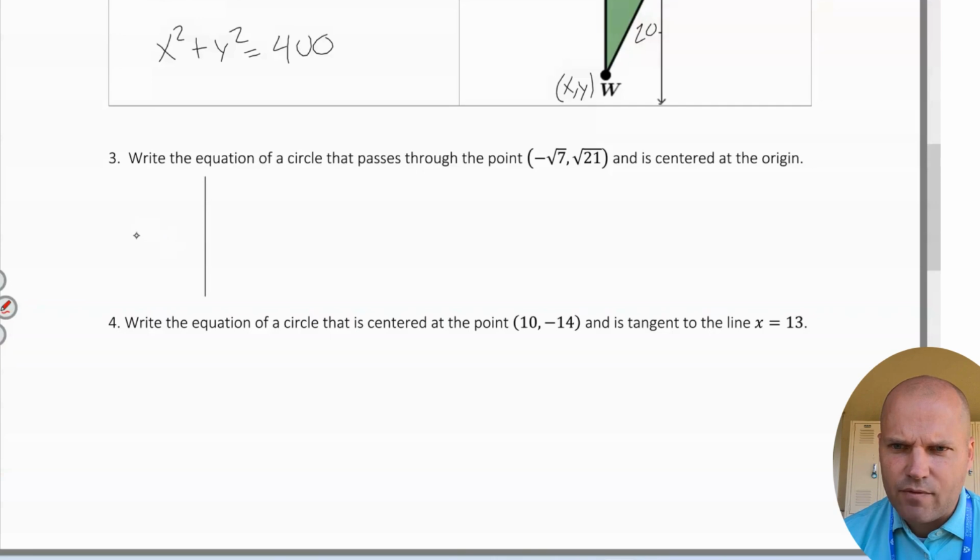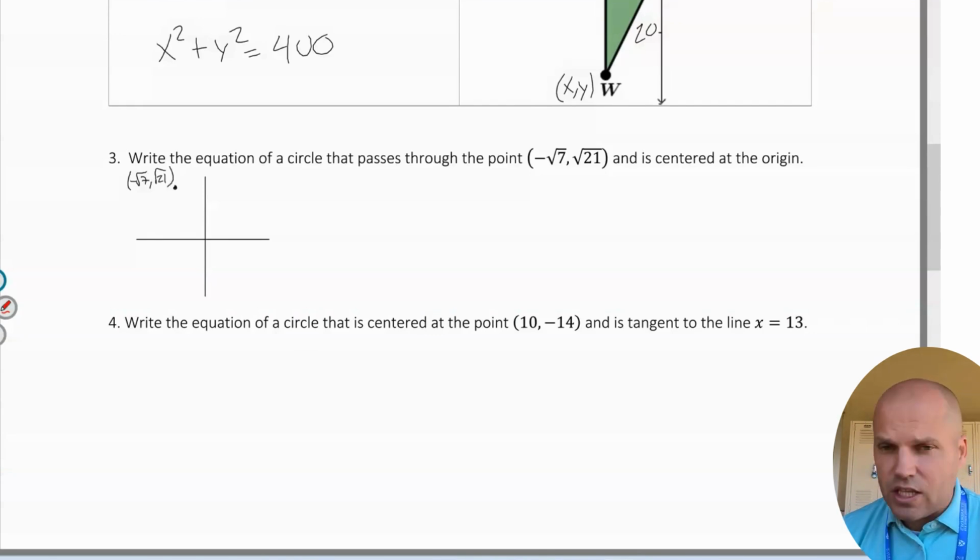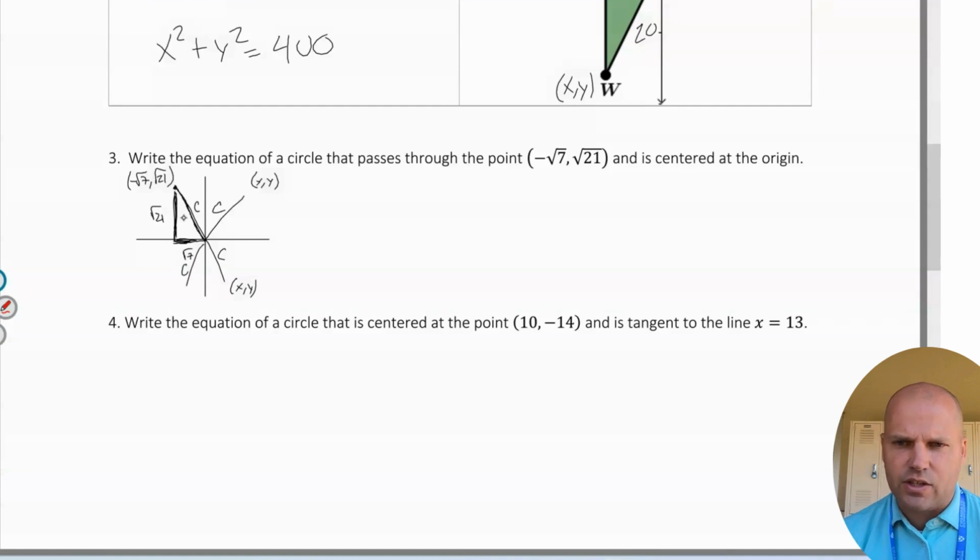In this situation, we have this one point, negative root 7, positive root 21. I understand this point and you know how to plot it. But key to this unit is realizing that that's just an x distance and a y distance. Using the Pythagorean theorem, we can find this diagonal distance, the c. And we understand that we'll have other x, y points that will also be c away, and we will write the collection of all of the x, y points that are c away.